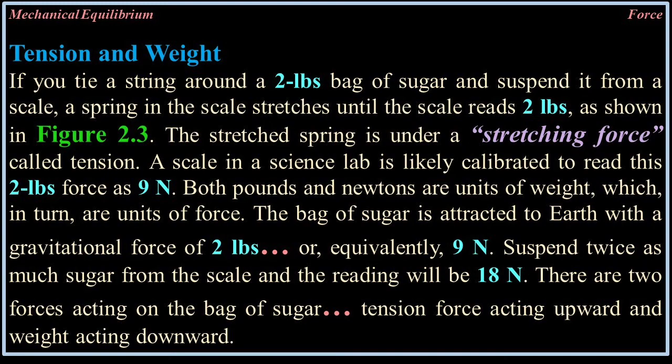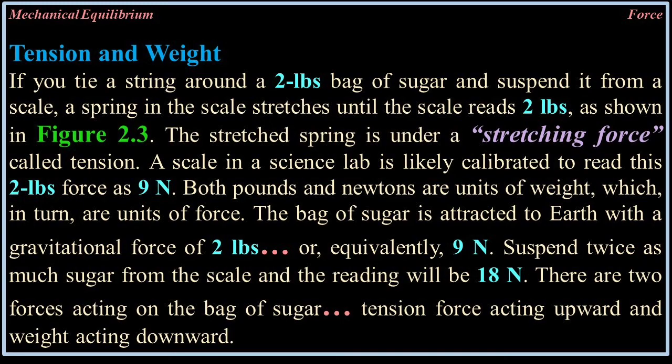Tension and weight. If you tie a string around a 2-pound bag of sugar and suspend it from a scale, a spring in the scale stretches until the scale reaches 2 pounds, as shown in figure 2.3. The stretched spring is under a stretching force called tension. A scale in a science lab is likely calibrated to read this 2 pounds force as 9 newtons.